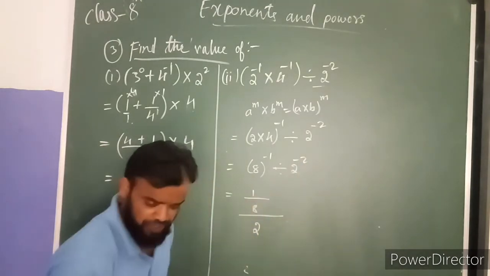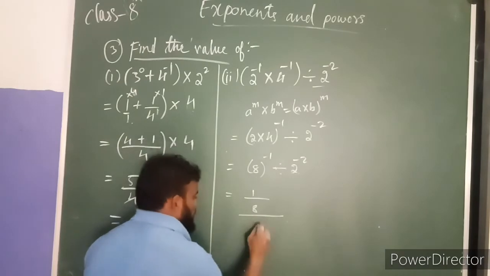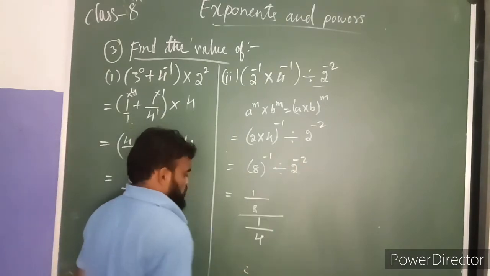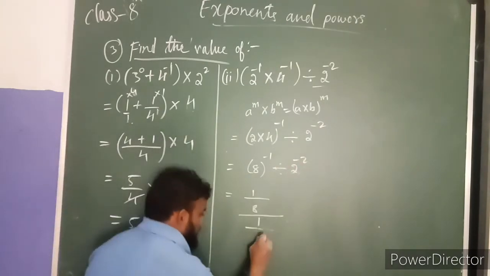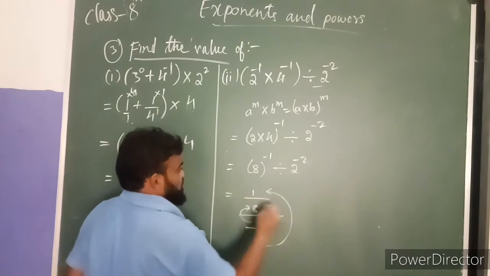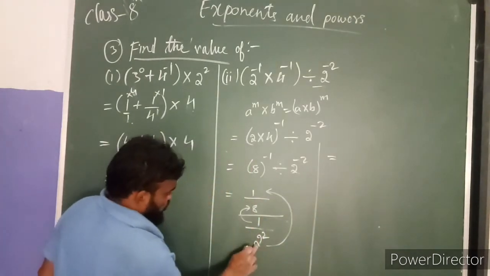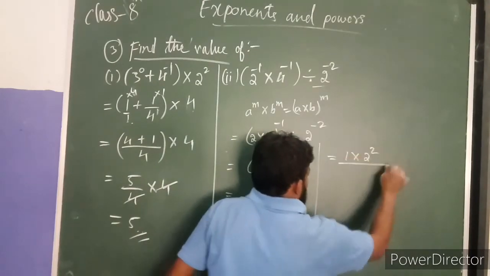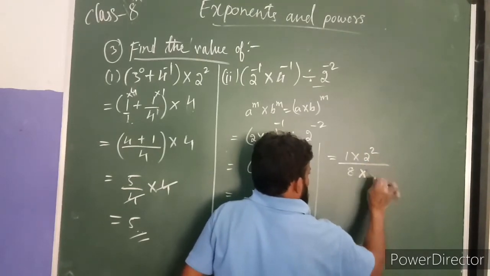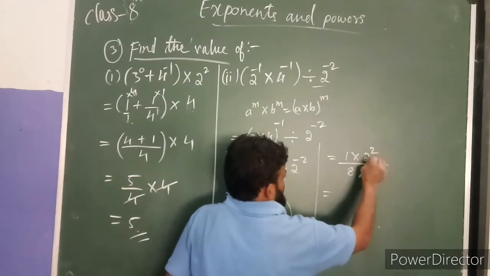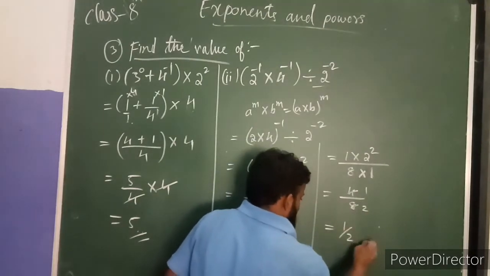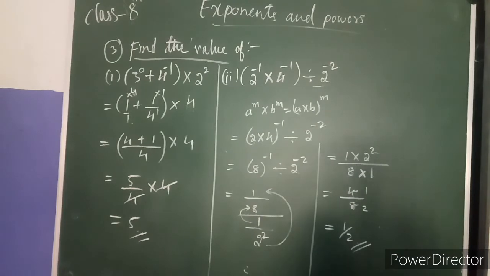2 to the power of 2 is 4, which we can write directly as 1 upon 4. Or I can write 2 to the power of plus 2, so don't get confused. Again, this double fraction we cannot keep, so this will go this side and this will come this side. Then 1 into 2 squared, which is 4, divided by 8: cancel 8, 4 by 8 is 1 by 2. The answer is 1 by 2. This is the answer from that. Now you can write it also.